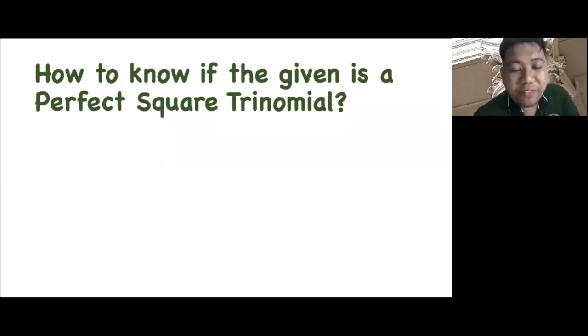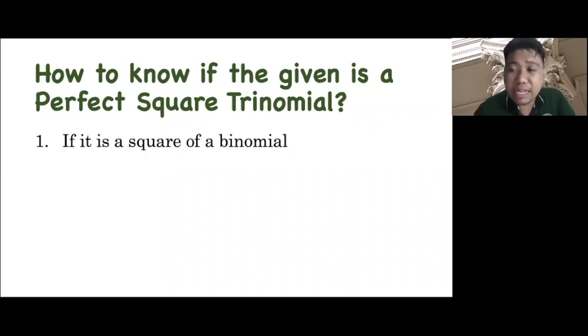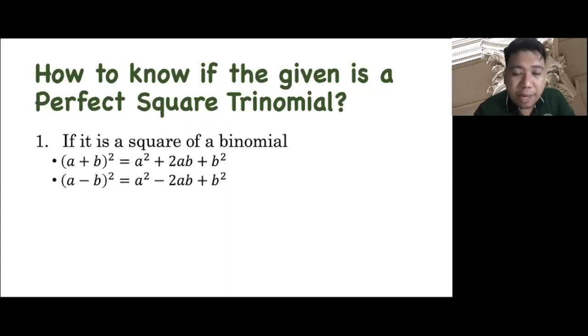So how to know if the given is a perfect square trinomial? So first, if it is a square of a binomial. So meron po tayong mga binomial dito. So let's say we square the binomial a plus b, which the result is a squared plus 2ab plus b squared. If we square a binomial a minus b, we will have a squared minus 2ab plus b squared.